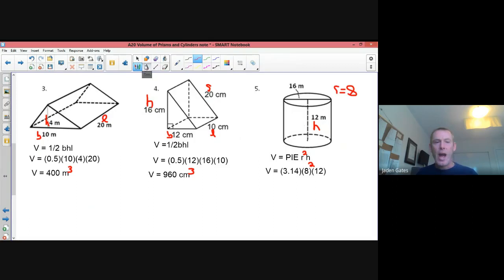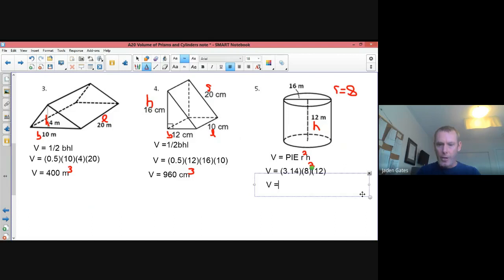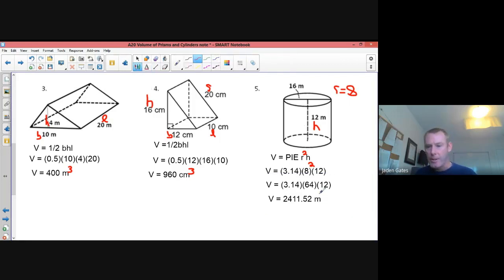All right. But again, you have to follow Bedmas for these formulas. So I've got to do the exponent there. So I got 3.14. There's my pi still. 8 squared, 8 times 8 is 64, and times my 12. All right, now keep going with Bedmas. Now, finally, I can just multiply my 3 numbers, and I'm getting 2011.52. Again, we always got to go to 2 decimal places. And once again, we're talking about space. And so it's cubic meters.